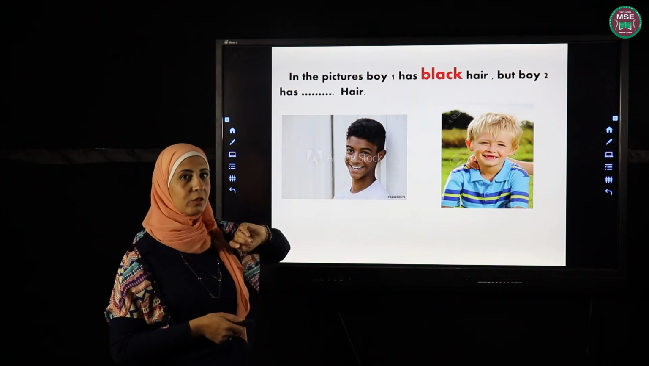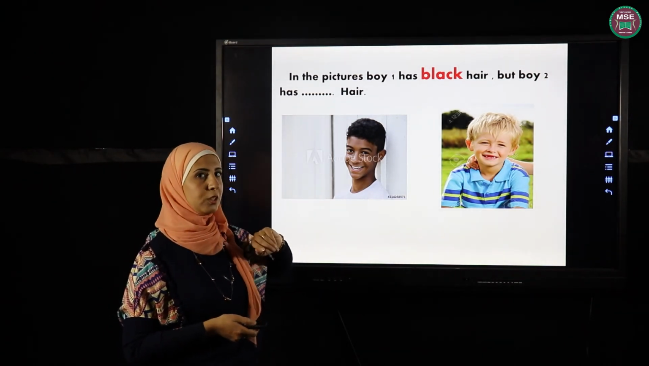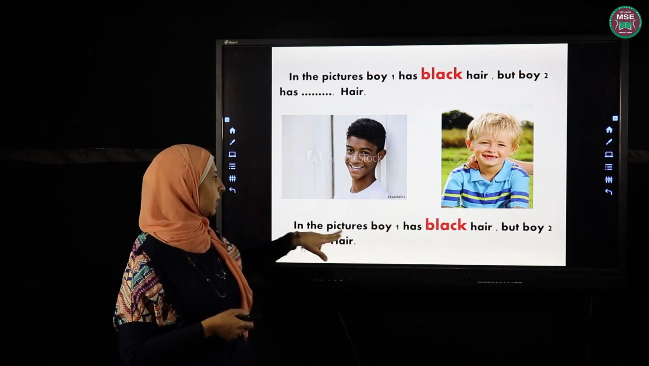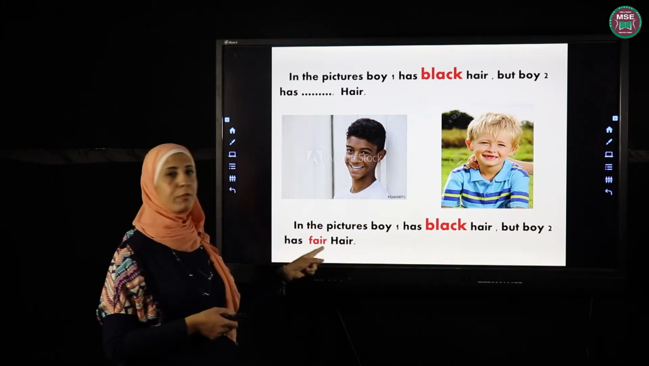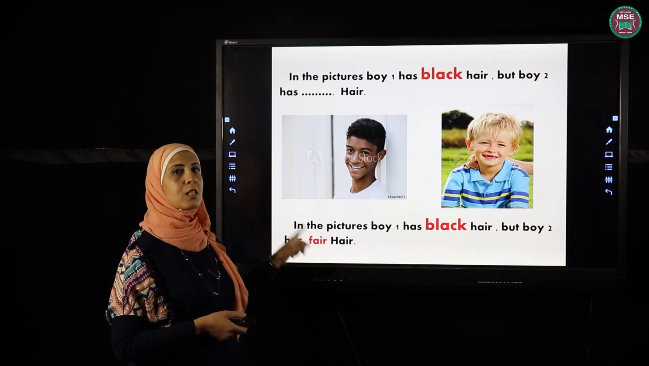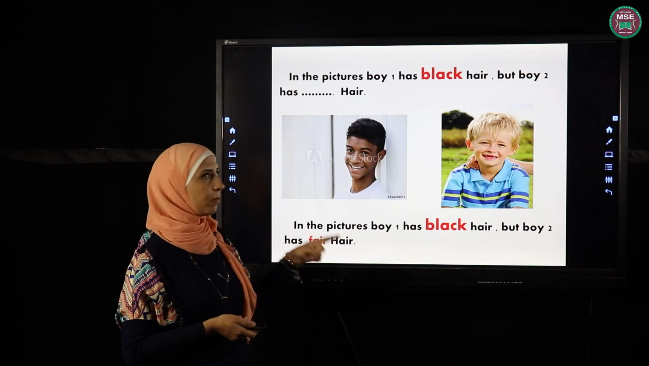Okay, I can hear your answers. It's blonde, but in this lesson we have another word. Okay, let's read the answer. In the picture, boy 1 has black hair, but boy 2 has fair hair. So the opposite of black here is fair. Sometimes we can say blonde, okay? Black, fair or black, blonde.